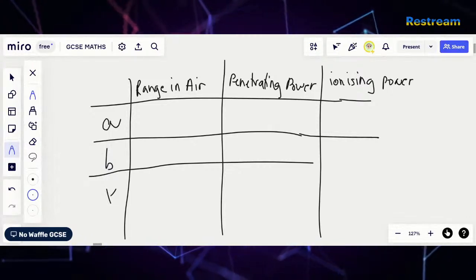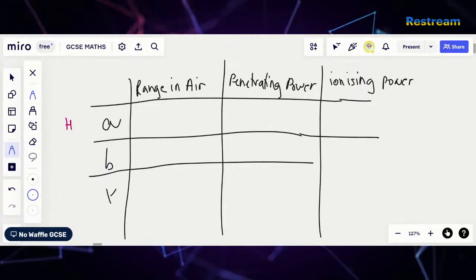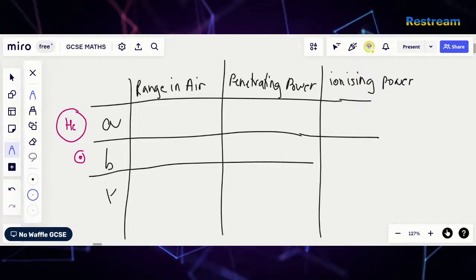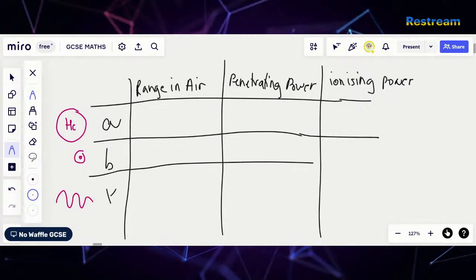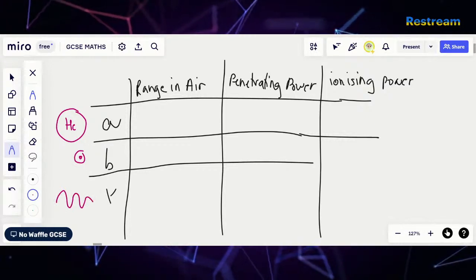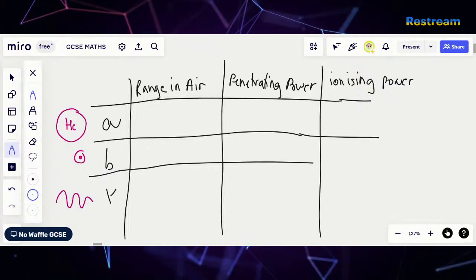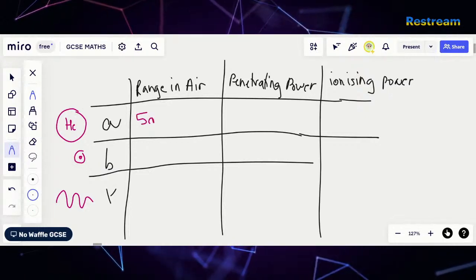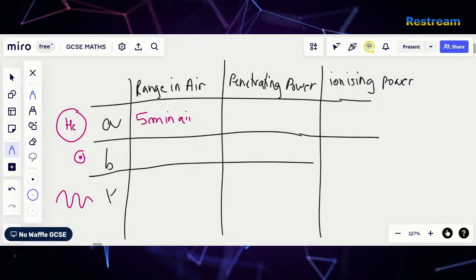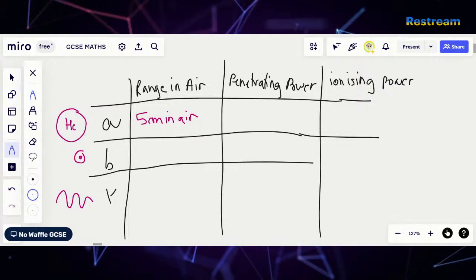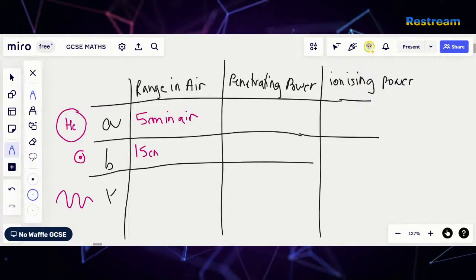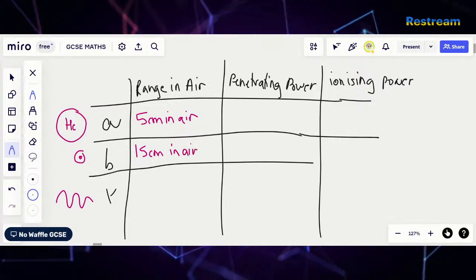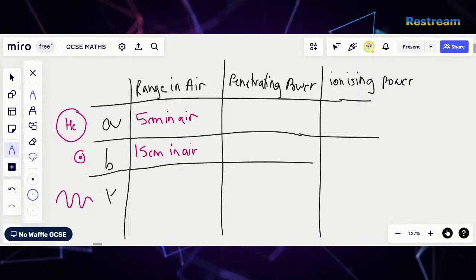So alpha particles, you can imagine, are a helium nucleus. This is the heaviest, because compared to a small beta electron or a wave, the alpha particle is definitely the heaviest. Because it's the heaviest, it can only travel 5 centimeters in air, which is very small. Beta is less heavy, it's an electron, so it can travel 15 centimeters in air. And gamma radiation is literally just a wave, so it can travel several meters in air.